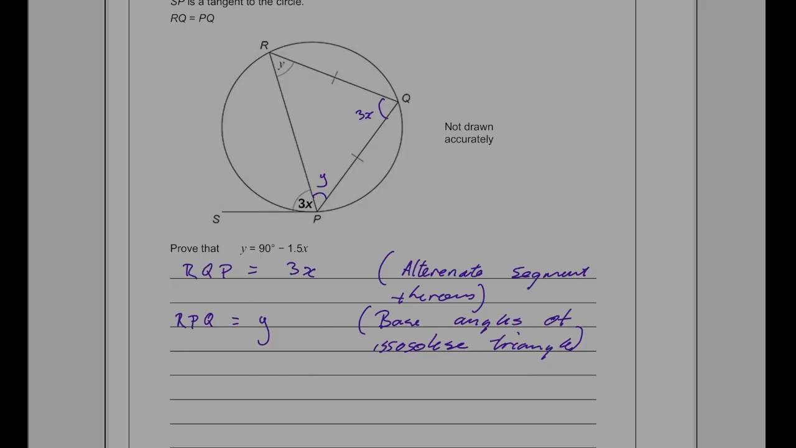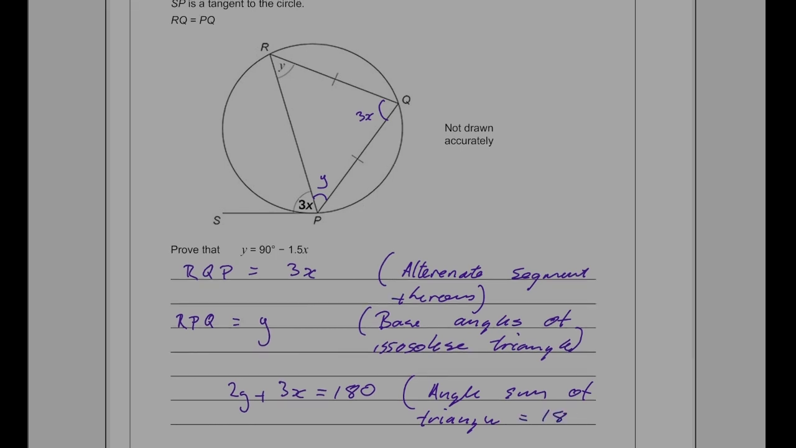And then if we put them all together, they need to add up to 180, so 2 lots of y plus 3x must be equal to 180 degrees. The reason for that is angle sum of a triangle.